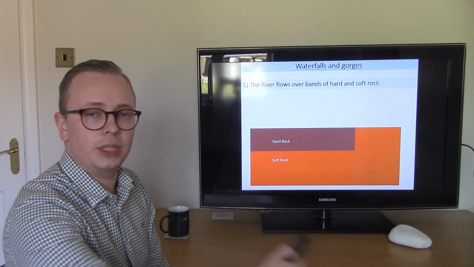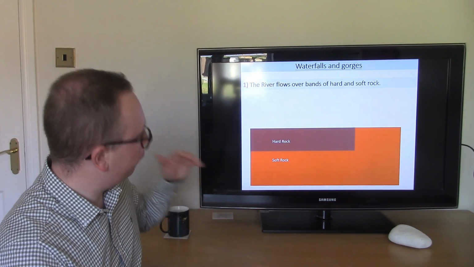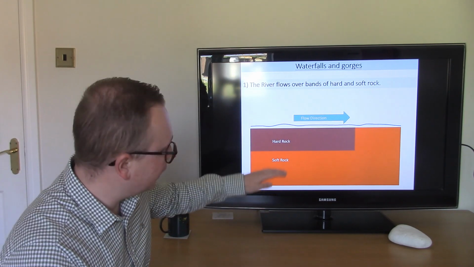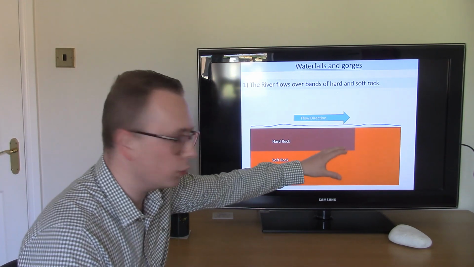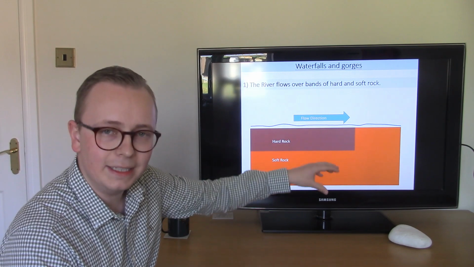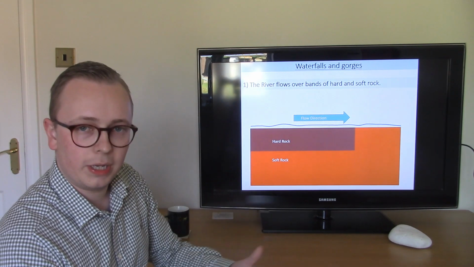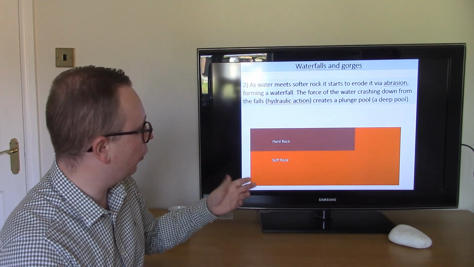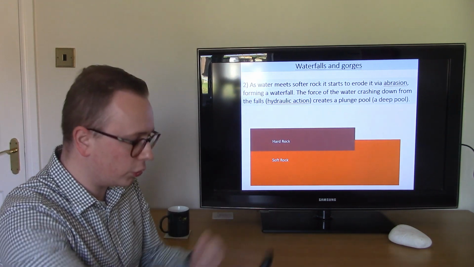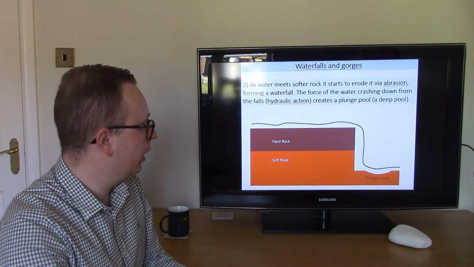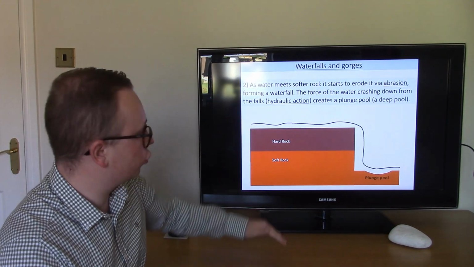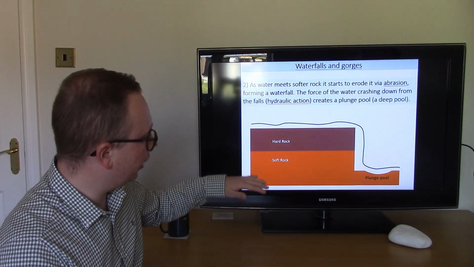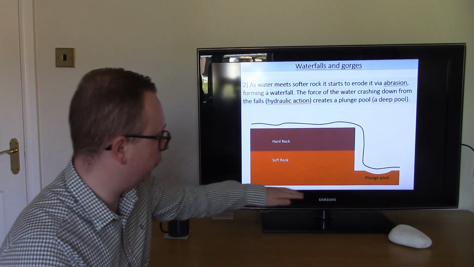So now we'll look at this sequence of formation. So first of all, the river's flowing over these bands of hard and soft rock. And as you can expect, the softer rock is going to erode more easily by those processes of abrasion and hydraulic action. So when the water does meet that soft rock, it starts to erode it via abrasion. The rocks in the water are grinding it away, and then we create this drop in the river's profile, our waterfall.